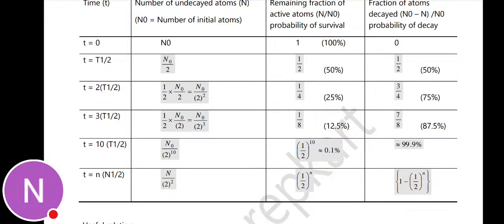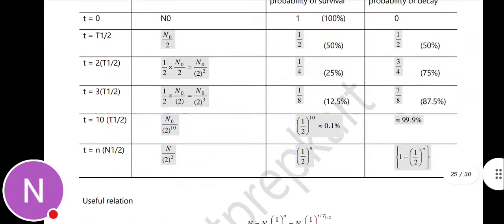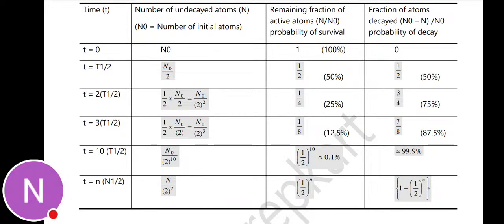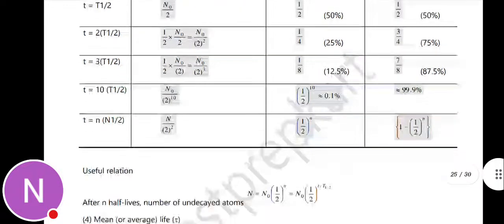Next, t is equal to 2 into T1 by 2. That is 1 by 2 into N naught by 2, that is equal to N naught by 2 whole square. The remaining fraction of active atoms is 1 by 4, that is 25%, and the decayed fraction is 3 by 4, that is 75%. I think this is important, so you can read it by yourself.